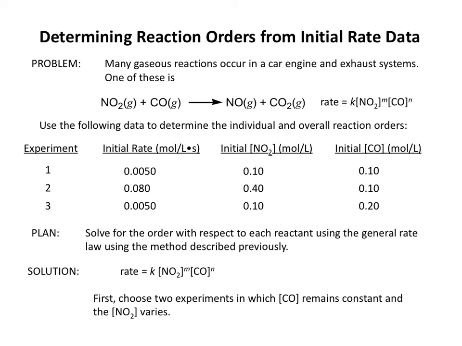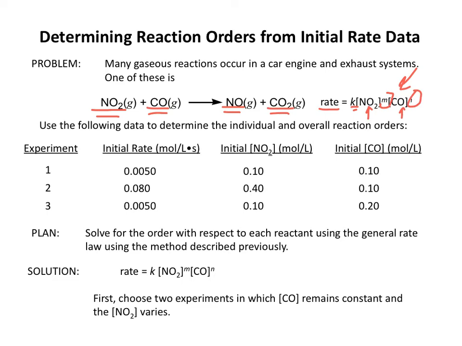Okay, so here's another example of one of the gaseous reactions that occur in a car engine. We have the reaction between nitrogen dioxide and carbon monoxide, producing nitrogen monoxide and carbon dioxide. We generically write the rate law: rate is equal to the rate constant times the concentration of NO2 and the concentration of carbon monoxide. In this case, they're using M and N as their variables.